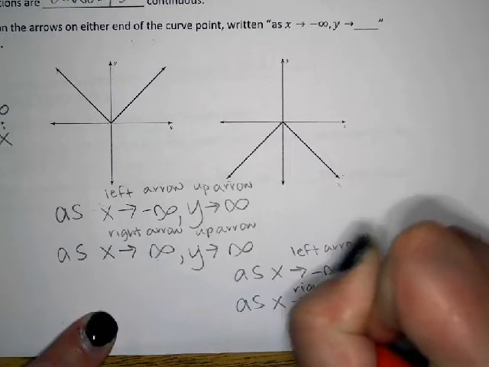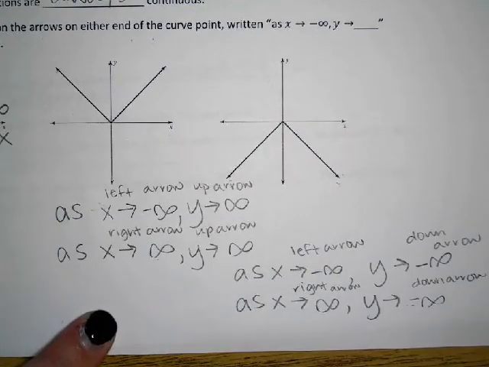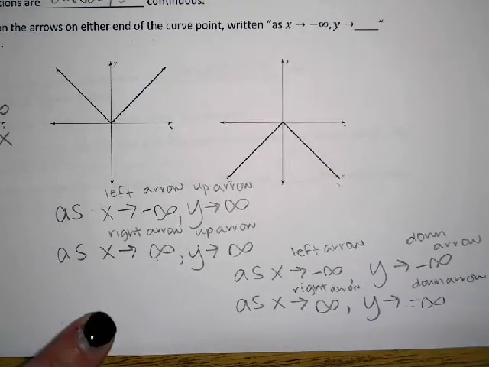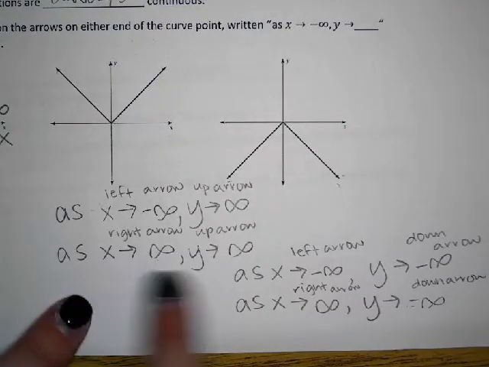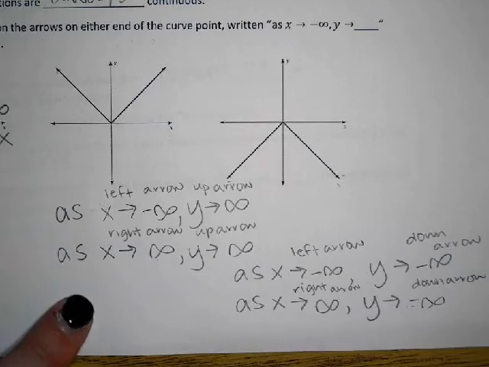So the part of this that we do not have to write is saying, oh, the left arrow goes up, the right arrow goes down, that sort of thing. We don't have to say that. The part you do have to write is the funky notation with the infinities. That's the part that they actually want to see. As x goes to negative infinity, y goes to negative infinity. As x goes to positive infinity, y goes to positive infinity. But what they're really asking is, tell me which way the arrows go. That's what they're really asking.